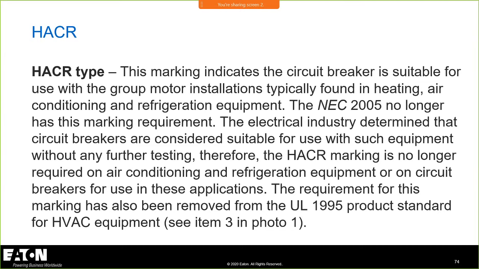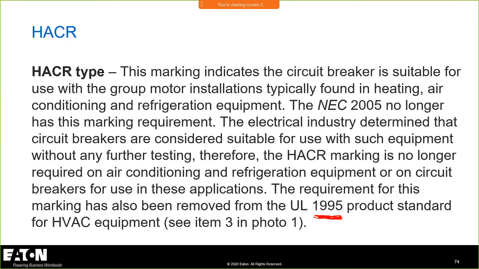Hacker rated. I don't believe hackers anymore. It was removed from UL. There it is, 1995. You may still see those labels on it. We just keep them on there. I don't know. I think it's a sense of love for that acronym. But it's not required by the UL 1995 product standard, and it's been removed.